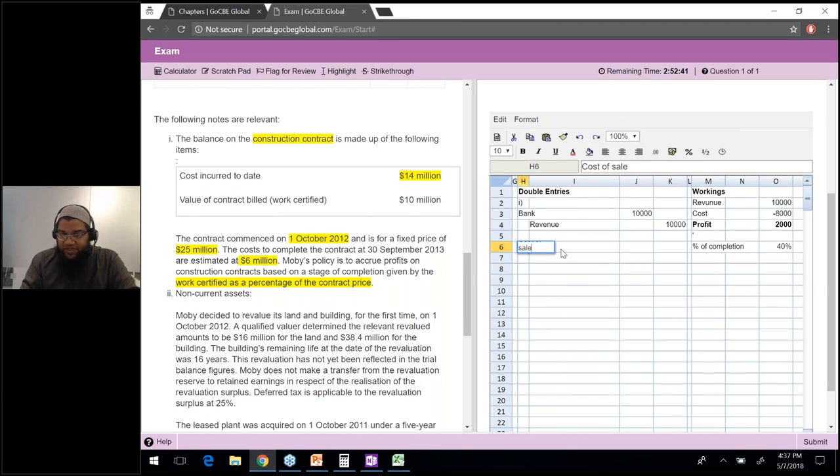Now secondly, the cost of sales was by the amount of 8,000, and the cost incurred to date is 14,000. So this means that the difference of this amount should be a balance treated as due from customer. The difference we treat as due from customer in the current assets. So this is how we prepare the double entries in case of IFRS 15 construction contracts.